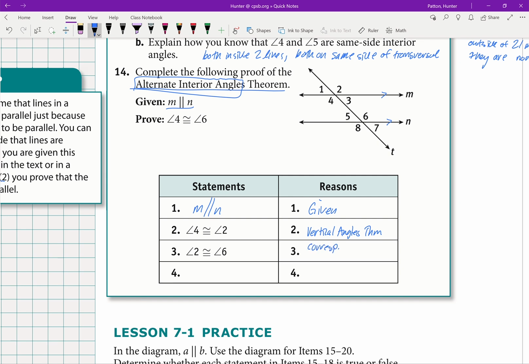So corresponding angles postulate. All right, I know that my statement for my last step was always going to be my proof statement. So angle 4 is congruent to angle 6. So angle 4 is congruent to angle 2. Angle 6 is congruent to angle 2. Since they are both congruent to angle 2, we say that angle 4 is congruent to angle 6 by the transitive property.